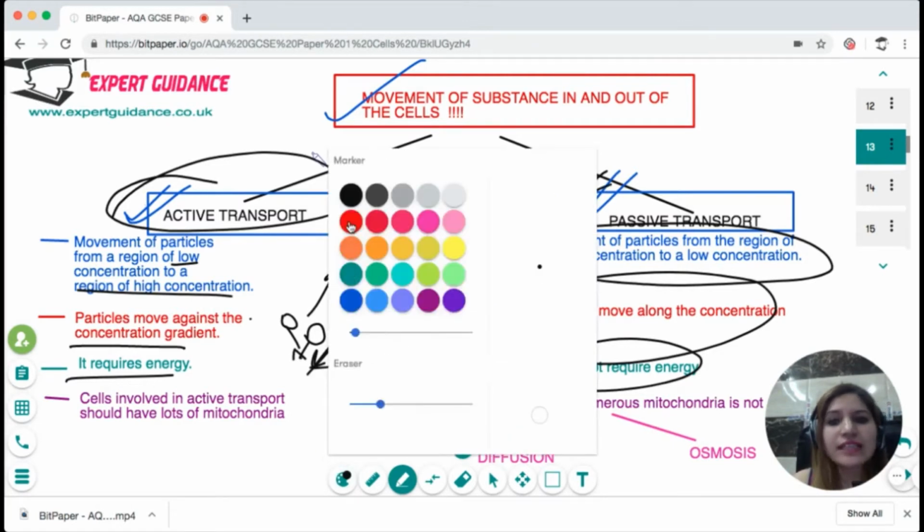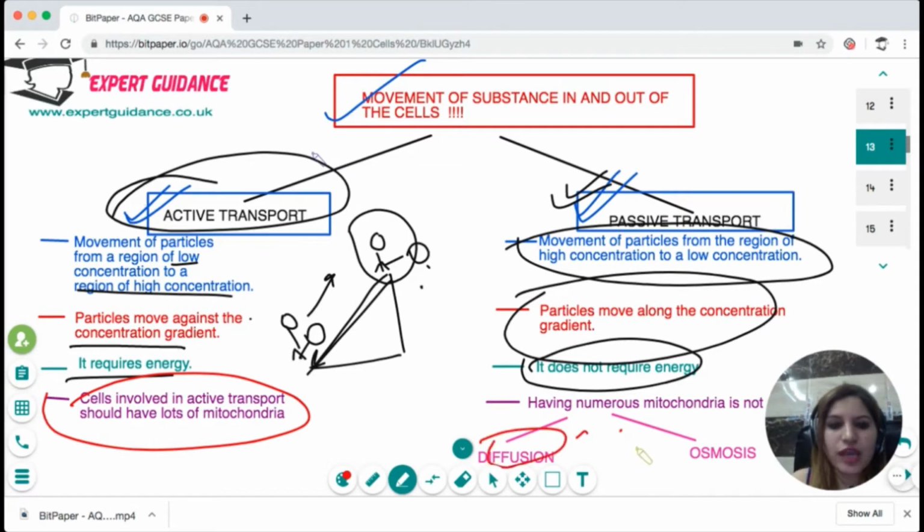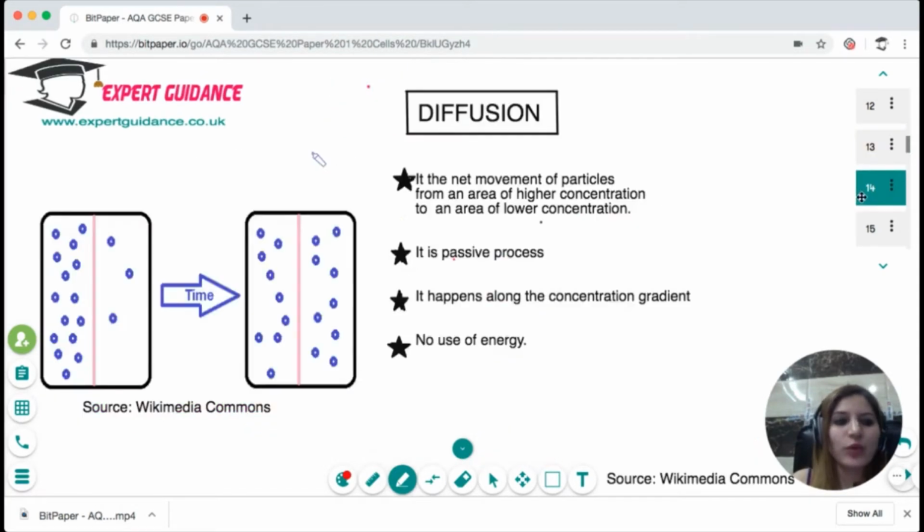Now, since active transport requires energy, and we know it is the mitochondria that is responsible for making energy for the cell, the cells which are involved in active transport have loads of mitochondria, and in passive transport, having numerous mitochondria is not a requirement. And passive transport is of two types, diffusion and osmosis. Now, let us see what is diffusion and what is osmosis.